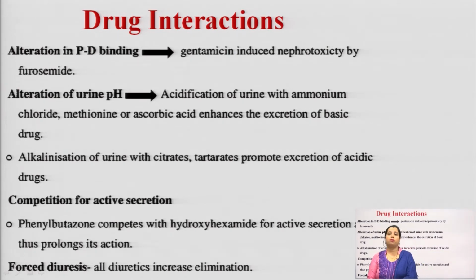Drug interaction is an important parameter to understand, because it can affect the clearance of a drug from the body very badly, like alteration in protein drug binding. Several drug interactions have been reported, which may hamper drug clearance, for example gentamicin-induced nephrotoxicity by furosemide. So, when two drugs interact with each other in a negative sense, one may affect the other's clearance pattern. These are some examples: alteration in protein drug binding, and gentamicin-induced nephrotoxicity by furosemide.